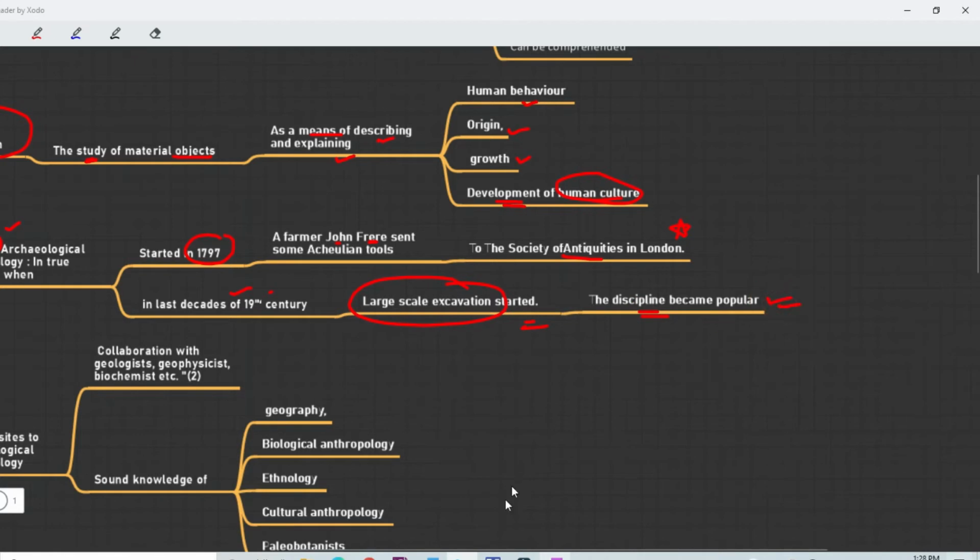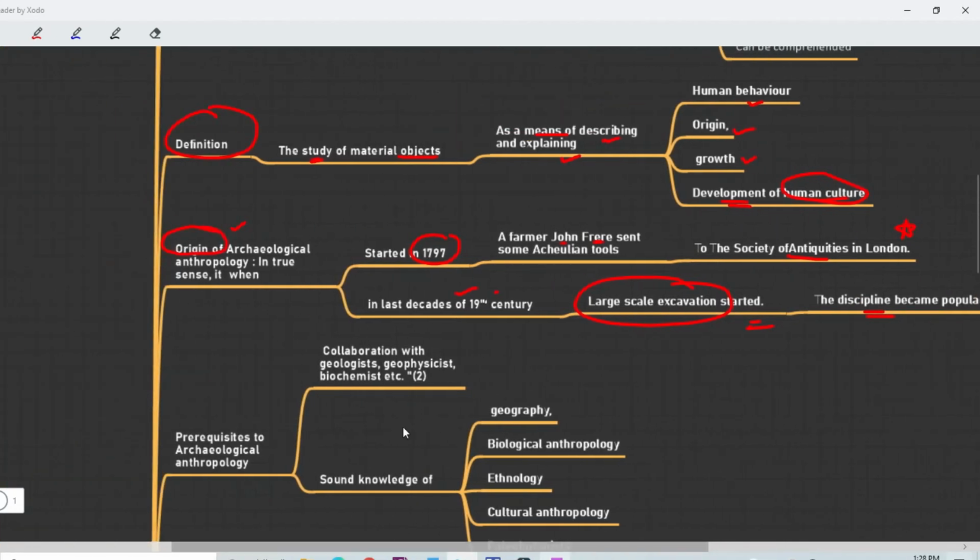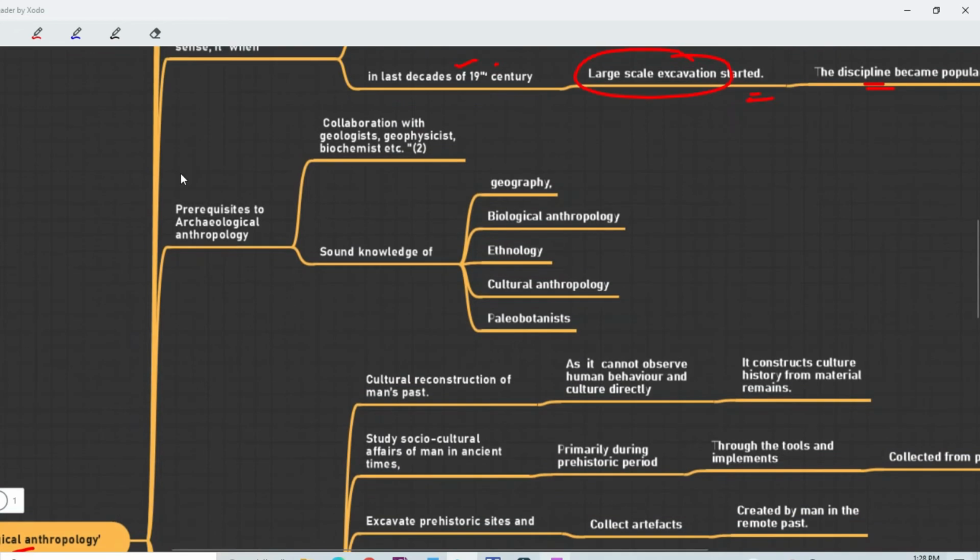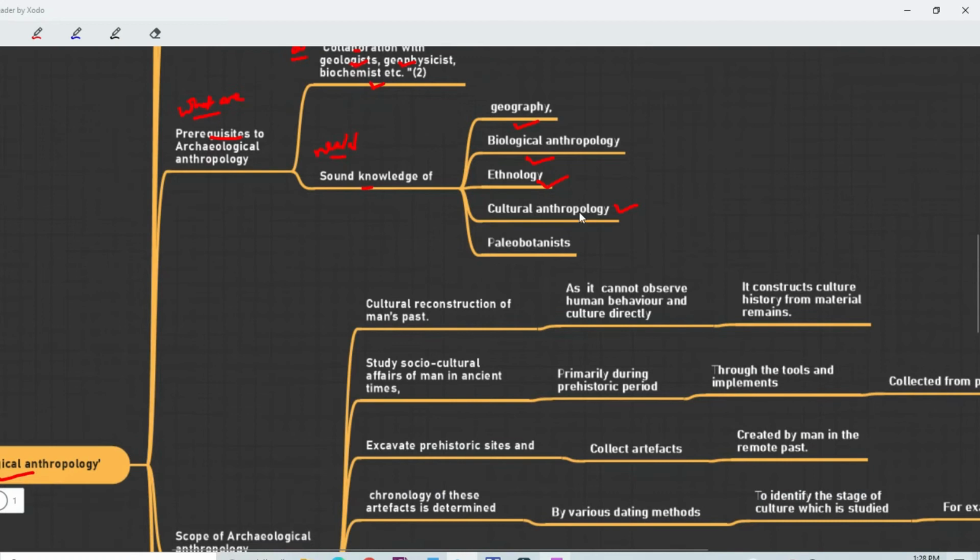After that, let's discuss the prerequisites to archaeological anthropology. See, it cannot be studied in silos. It needs collaboration and a multidisciplinary approach. So it collaborates with other fields like geologists, geophysicists, and biochemists. It needs sound knowledge of geography, biological anthropology, ethnology, cultural anthropology, and paleobotany.